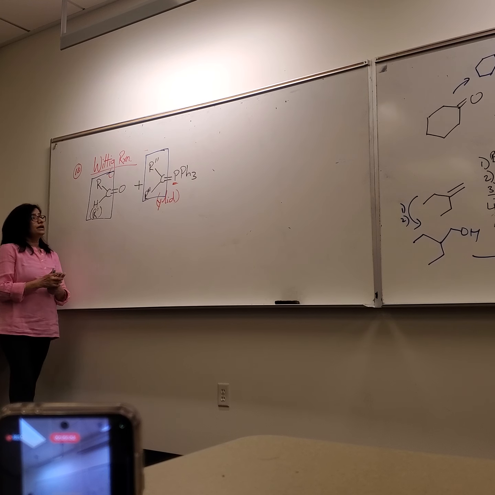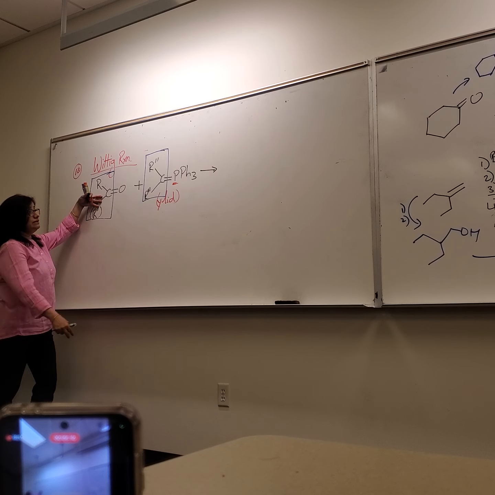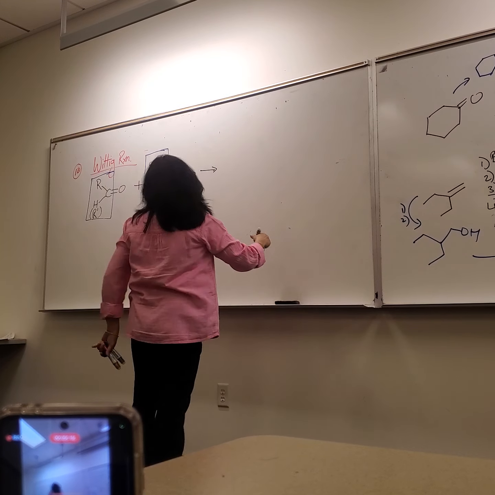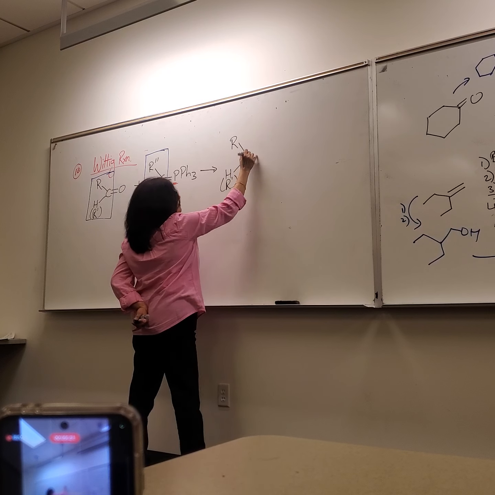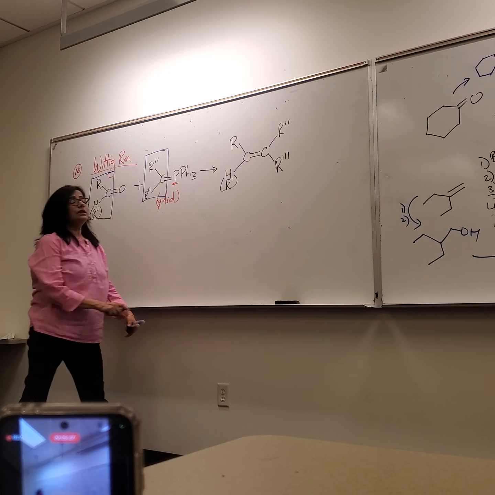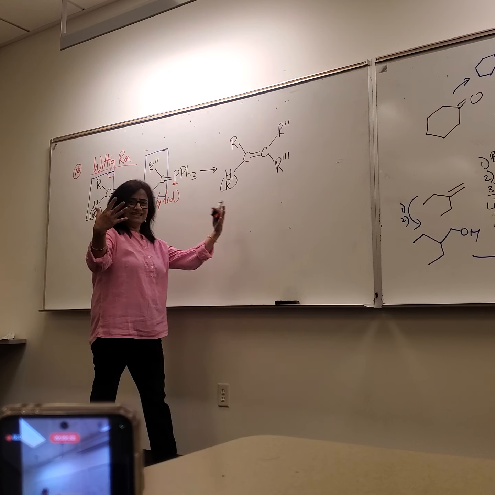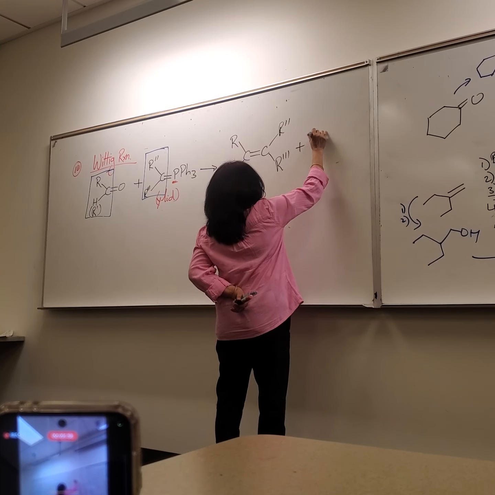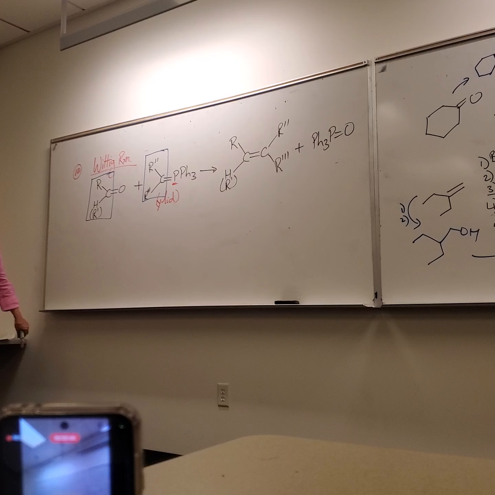Can you tell me what the product will be? This piece, that piece connected together. What's the product? An alkene. So it's in a way opposite of ozonolysis, where you are snapping these two pieces together, making an alkene. What's the byproduct? The byproduct is triphenylphosphine oxide, which is actually pretty toxic, but who cares?